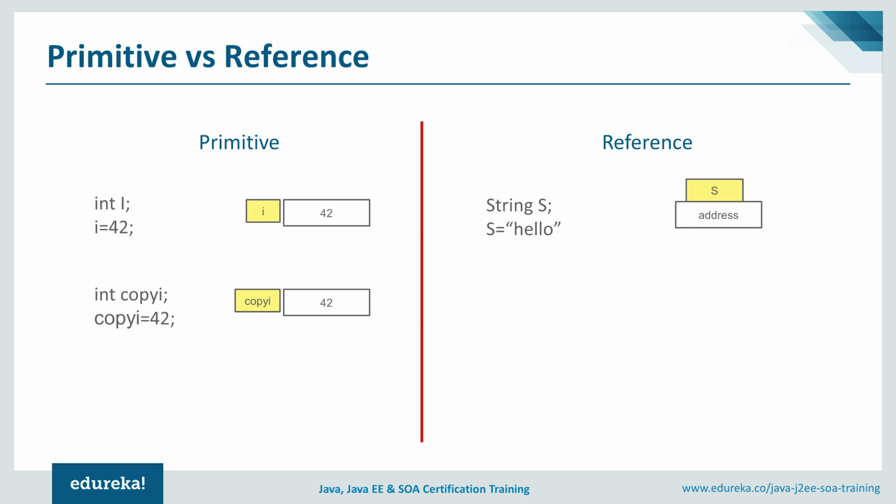Now coming to the second type, which is a reference type. Reference type can be your strings, which is basically a collection of various characters, or it can be an object of a class as well. Now, not going into the details as such, let's take a real world example.